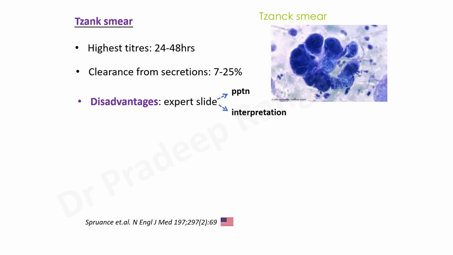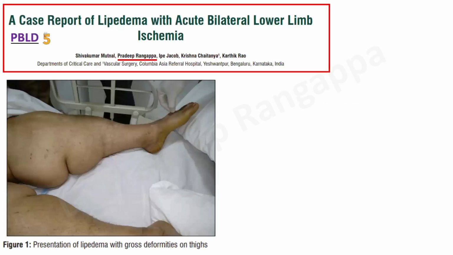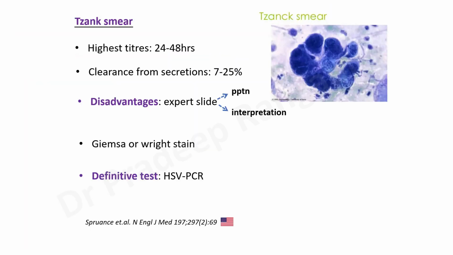So you need that expertise in preparing the slide and interpreting that finding. Because if you do not have that expertise, it's very easy to miss this diagnosis. And Gram stain or Wright stain is what is done, and the definitive test is HSV PCR. It came positive for this patient. So that's about the fourth case, where again it highlights that systemic examination, and not ignoring a skin lesion, is terribly important.